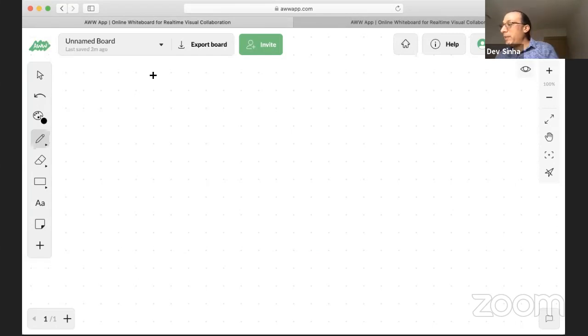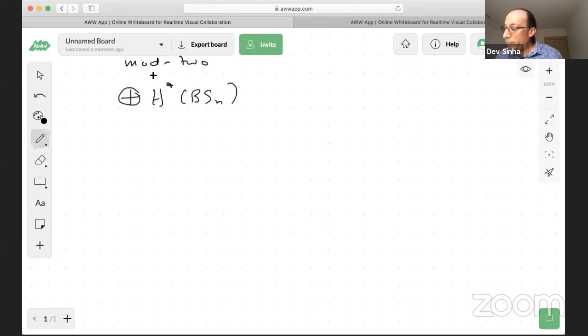So what is the statement again? The statement is that if I look at all of the cohomology groups, and this is all mod 2, all of the cohomology groups of symmetric groups together, this is fruitful because this forms an object.